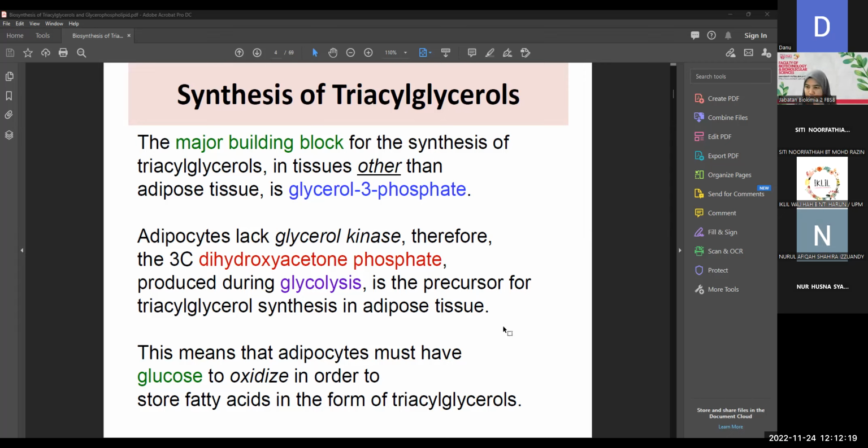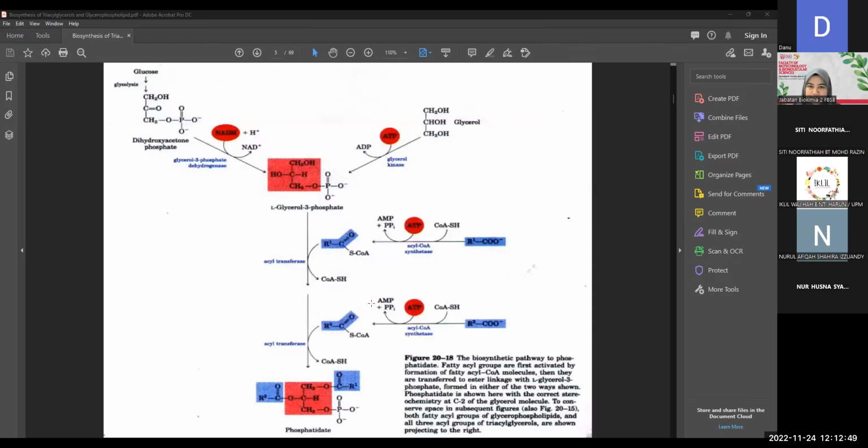Okay, so you need to know why adipose tissue cannot utilize glycerol 3-phosphate as the precursor for the biosynthesis process. It tells us that adipocytes must have glucose, because we know that dihydroxyacetone phosphate is the intermediate in glycolysis. So you need to have glucose to oxidize in order to store fatty acids in the form of triacylglycerols.